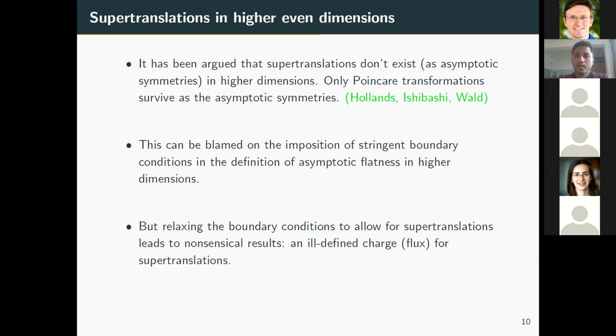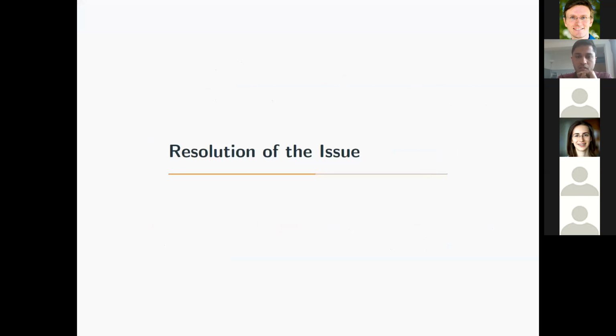So there is no motivation to include supertranslations, first of all. And if you try to include the supertranslations in higher dimensions, then you find that the symplectic potential, current and charges are divergent. So people usually just imposed stricter boundary conditions because there was no reason to relax them. Now, if you try to relax the boundary conditions, you'll get infinite charges. So how do we overcome this issue?